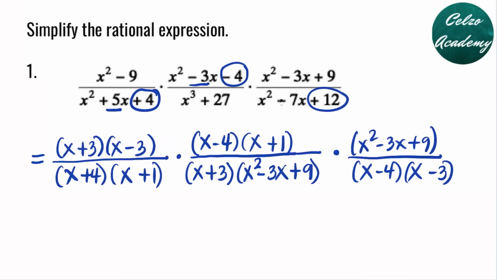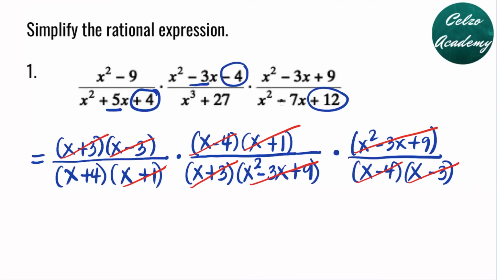Now that we have factored all the expressions, by inspection, we need to cancel out like numerators and denominators. So now we need to look for pairs. We have x plus 3 on your numerator. We also have x plus 3 in your denominator. We also have x minus 3 and x minus 3 below. We have x minus 4 and x minus 4. We have x plus 1 and x plus 1. And finally, we have x squared minus 3x plus 9 and x squared minus 3x plus 9.